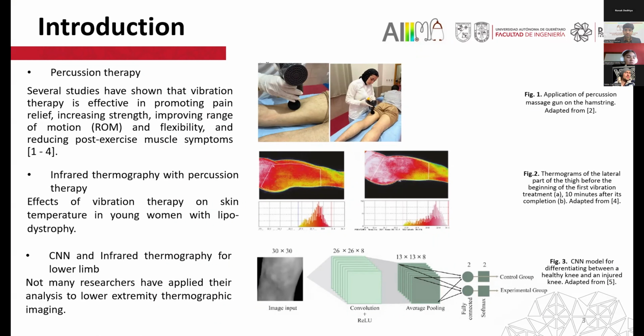Thermography has proven to be a useful tool in the clinical field. However, not much research has applied it to lower extremity thermography imaging. But one of these studies in this area is the development of a CNN model, which classifies between an injured and a healthy knee. Figure 3 shows the CNN model, which obtained an accuracy of 97%.